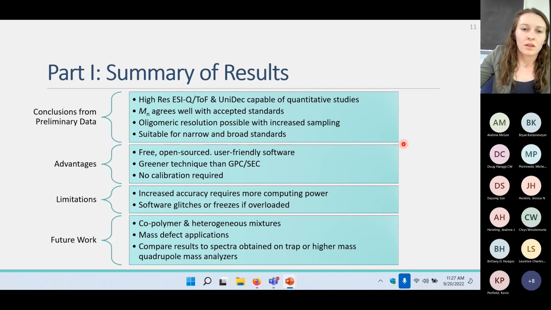So in your case, it's because the polymer doesn't get enough charge to multiply charge enough? Yeah, and the quadrupole can't transmit those larger species based on the applied voltages or potentials. So that's pretty much the limit there.